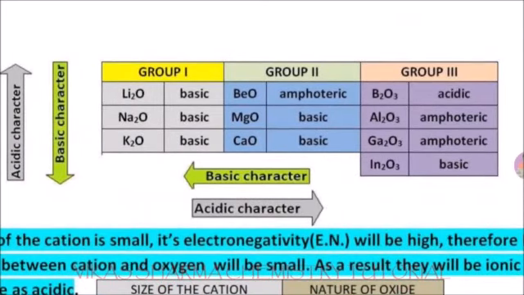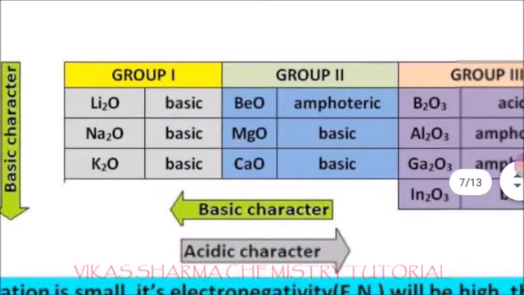When we move top to bottom in a group, the basic character increases, and when we move bottom to top, the acidic character increases. Basic character is found on the left-hand side of the periodic table. When we move right to left, the basic character increases, and when we move left to right in a period, the acidic character increases. For example, lithium oxide is basic in nature, it's the first member of the alkali metals.